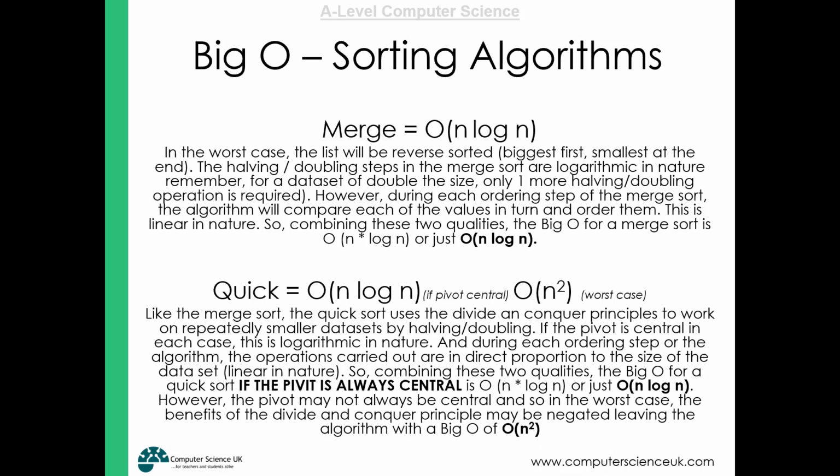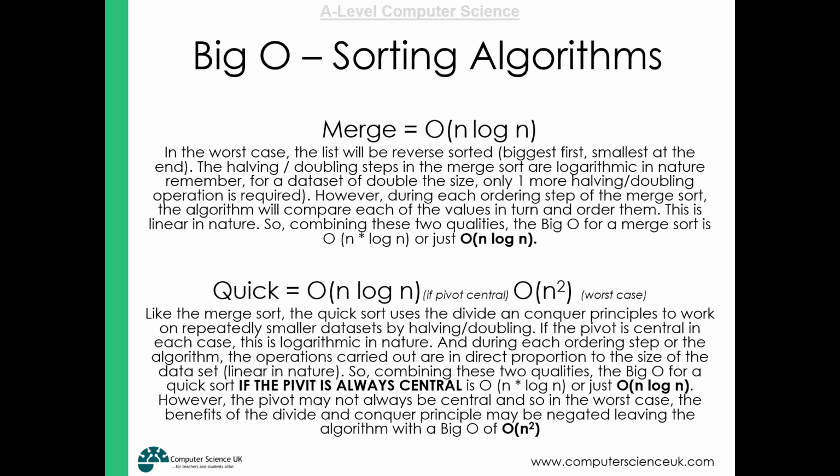Like the merge sort, the quicksort uses this divide and conquer principle to work on repeatedly smaller data sets by halving. So if the pivot is central in each case, this is logarithmic in nature. Every time you halve the data set, you're splitting it into two, that's logarithmic. And during each ordering step of the algorithm, the operations carried out are in direct proportion to the size of the data set, so they're linear in nature. What we mean by that is every time you're passing through an array, comparing the items at each of the pointers, you're working through each item in turn, so that's linear. That is in direct proportion to the size of the data set.